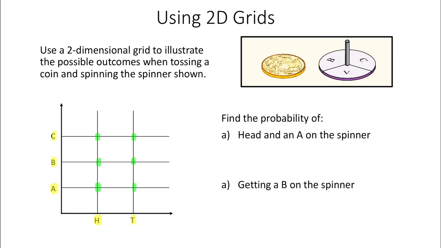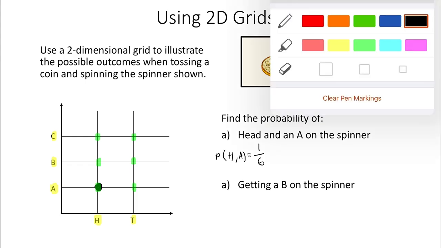So now we can answer these questions here. Find the probability of flipping a head and spinning an A. So that's this represented by this point here. So one of the options satisfy that question. So 1 out of the total 6 is the probability of heads, and A is equal to 1 over 6.